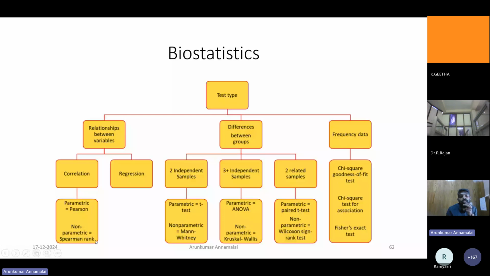And when it comes to differences between two groups, there are two independent samples. If it's parametric, it's a t-test. Non-parametric, it's the Mann-Whitney U test. With 3+ independent samples, it can be parametric, which is ANOVA, or non-parametric, which will be Kruskal-Wallis. And two related samples is always a paired t-test. The non-parametric companion is your Wilcoxon signed rank test. And for frequency data, we have chi-square goodness of fit test, chi-square test for association, and Fisher's exact test.